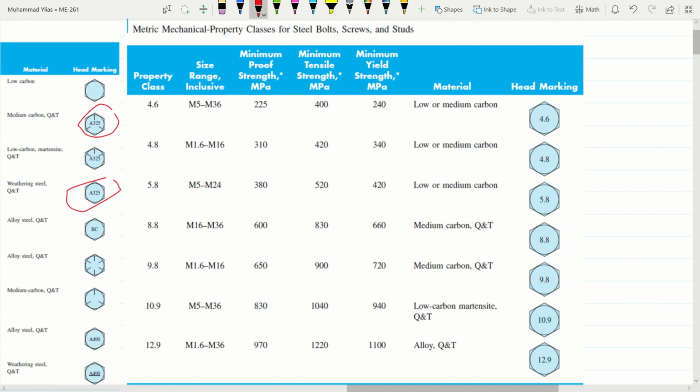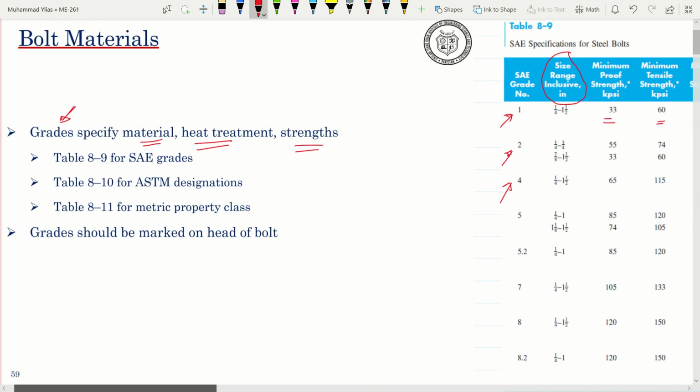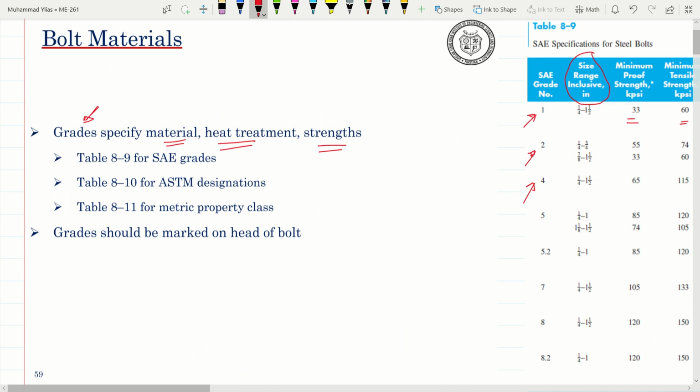The relatively simpler one is the metric mechanical property class, and once again you can see that the various strengths are given in megapascals. Usually these have to be marked on the head of the bolt.